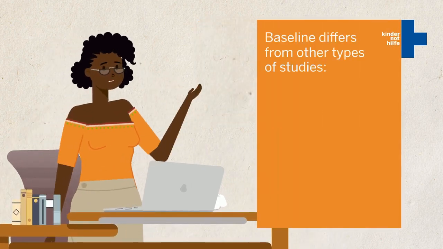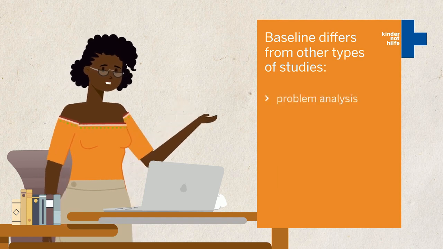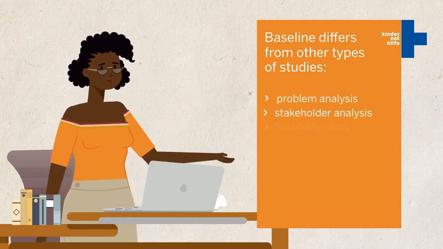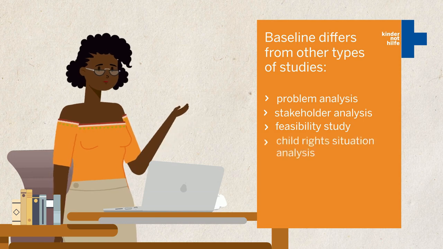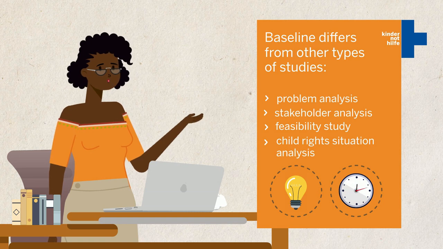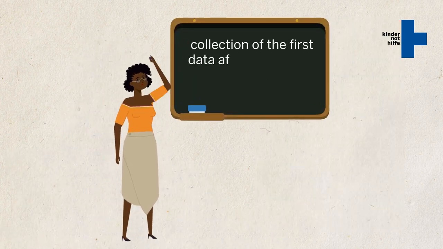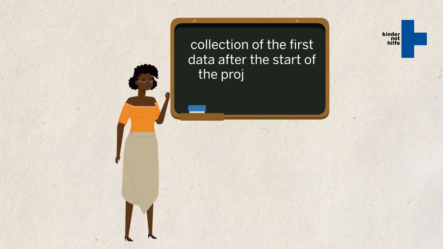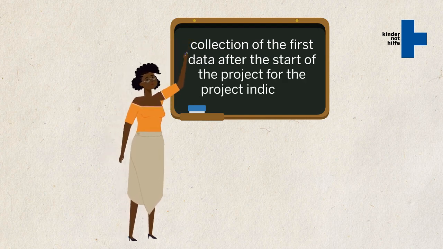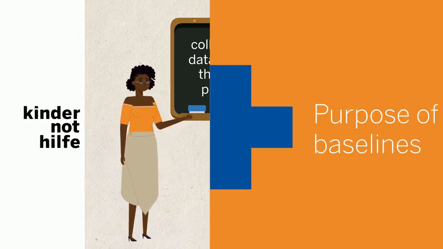The baseline differs from other types of analysis that are undertaken in the planning phase of a project, such as a problem analysis, a stakeholder analysis, a feasibility study, or a child rights situation analysis in terms of purpose and timing. KNH defines the term baseline narrowly and understands baseline data to mean the collection of the first data after the start of the project for selected project indicators.